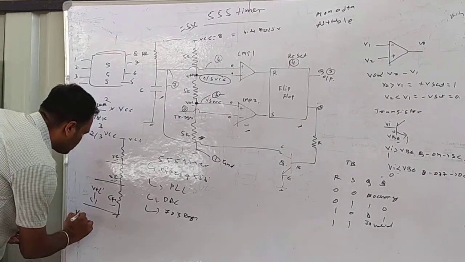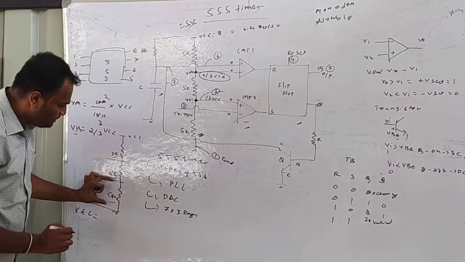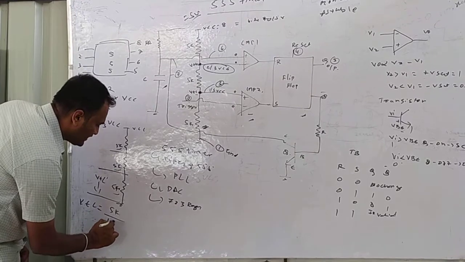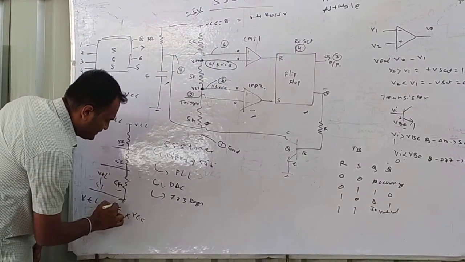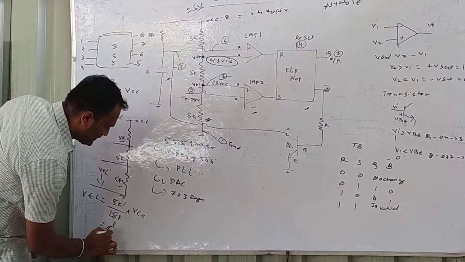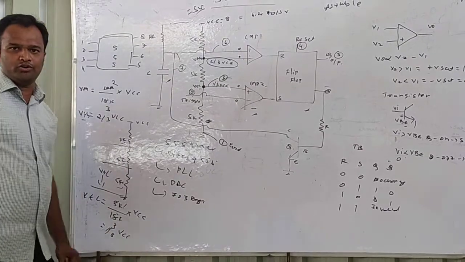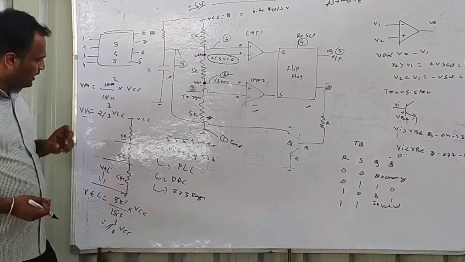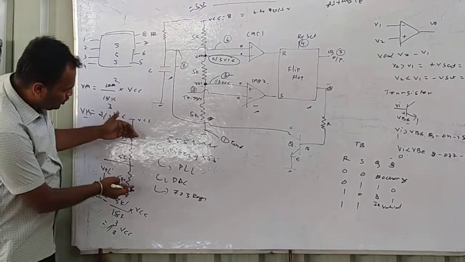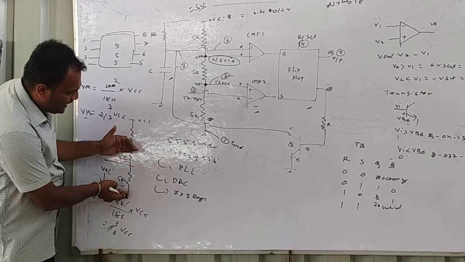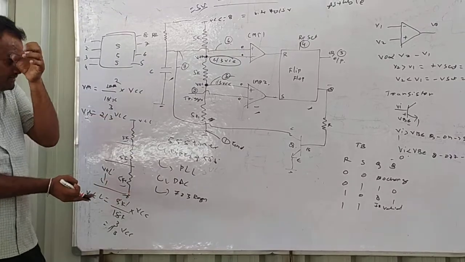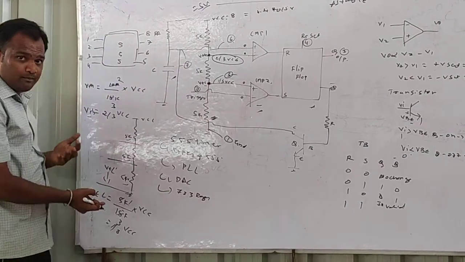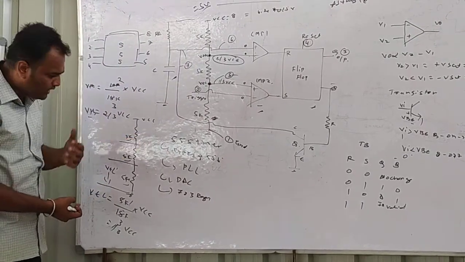How to find the lower threshold voltage? VTL is equal to this resistance, that is 5K, divided by the total resistance, that is 15K, multiplied by VCC. 5 1s are 5, 5 3s are 15, so that is 1 by 3 VCC. You remember, to find the voltage across this point, the upper threshold voltage VTH, you need to consider these 2 resistors, 5K plus 5K, divided by the total resistance. But while finding the voltage across only 5K, that is your lower threshold voltage, that is your control voltage.